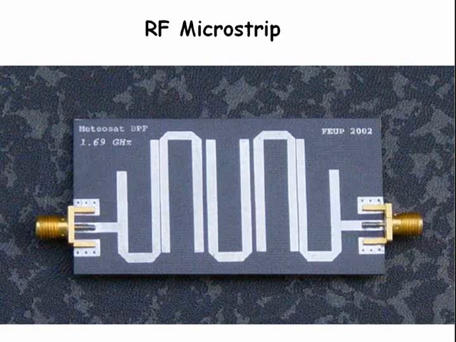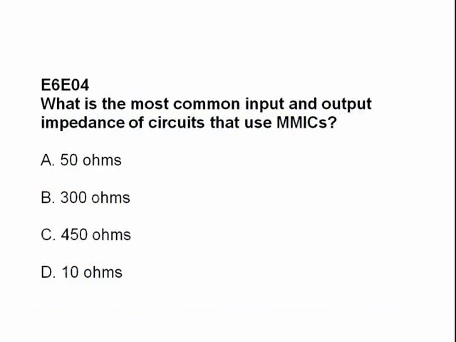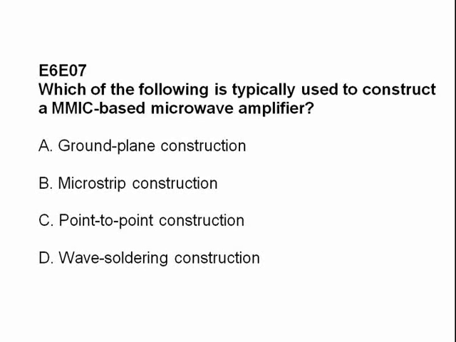Circuits using MMICs employ microstrip construction techniques. What is the most common input and output impedance of circuits that use MMICs? Answer A, 50 ohms. Which of the following is typically used to construct an MMIC-based microwave amplifier? Answer B, microstrip construction.